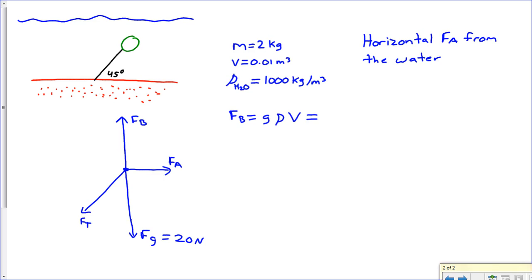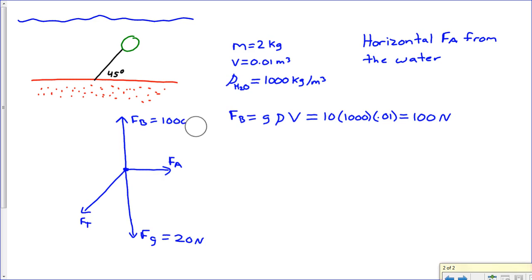So in this case, we've got 10 times 1,000 times 0.01. If you multiply those together, you get 100. All right, so that tells us our buoyant force is 100.